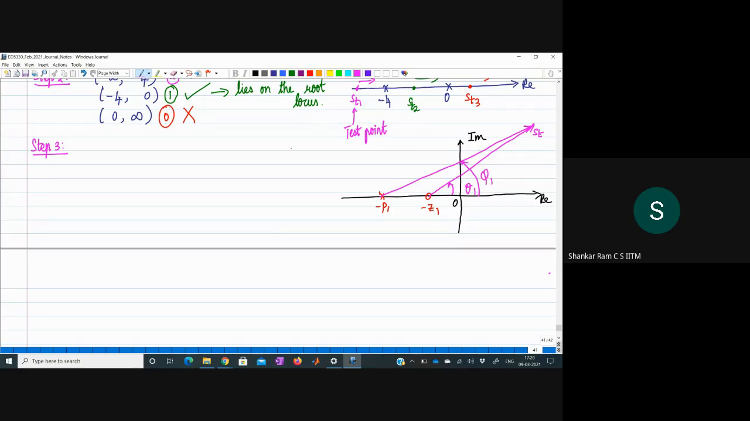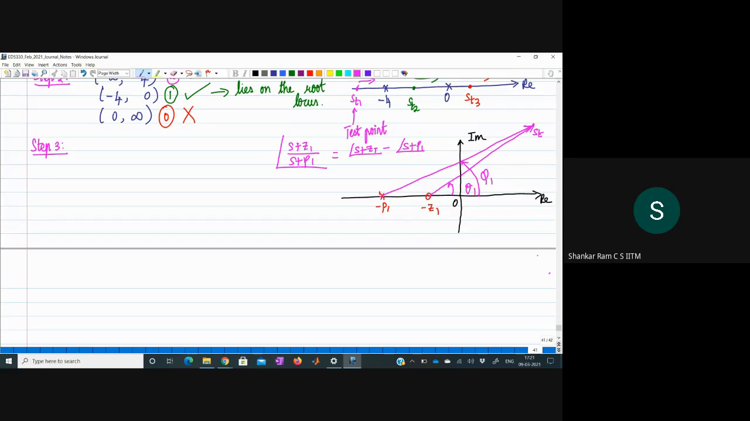Now, if you take a look at the angle of (S plus Z1) divided by (S plus P1), you just take these two factors, which is going to be the angle of (S plus Z1) minus the angle of (S plus P1). That's how complex algebra works. If you take the ratio of two complex numbers, the phase is going to be the difference between the individual phases. So that's how we are going to do things.